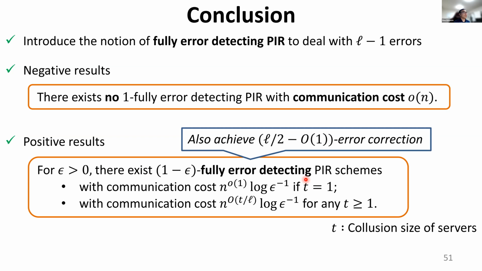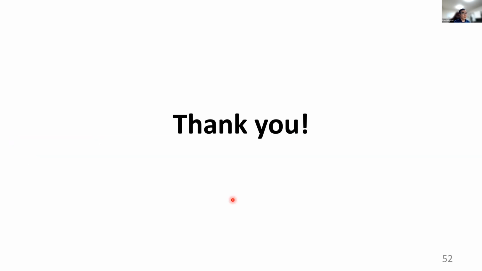Finally, we summarize this talk. We first introduce a new security notion of fully error detecting PIR to deal with the maximum number of errors. Our first negative result is that there is no efficient solution to realize one fully error detecting PIR. Specifically, we show that any one fully error detecting PIR requires communication cost that is linear in the database size. We also show positive results. We have shown that perfect error detection is possible. So we allow small but non-zero probability of failure epsilon, and we show that there are 2 incomparable statistical fully error detecting PIR schemes. This is the end of my presentation. Thank you.